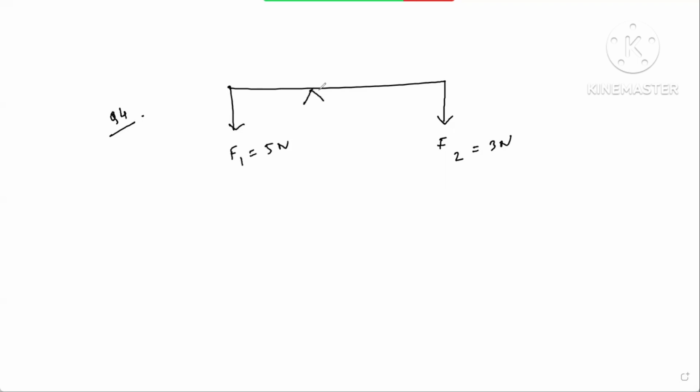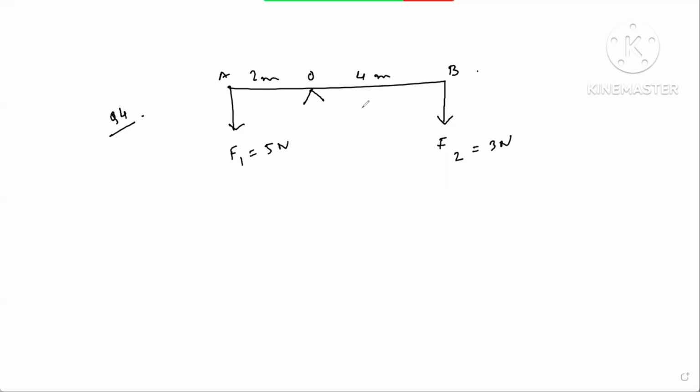Now next, question number 4. A diagram is given like this. This is F2, 3 Newton, F1, 5 Newton. This is the point O. AB is the rod, and the distance is 2 meter and this distance is 4 meter.